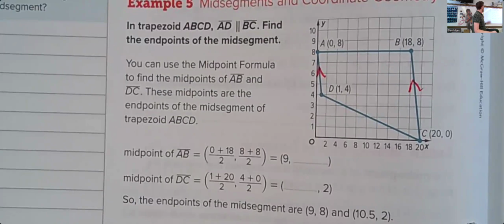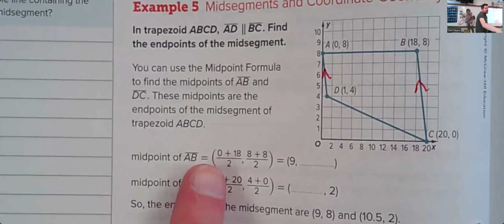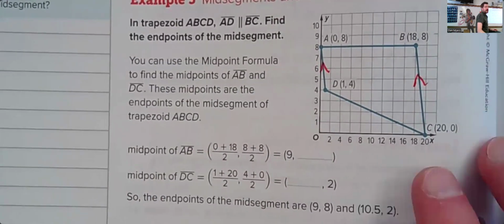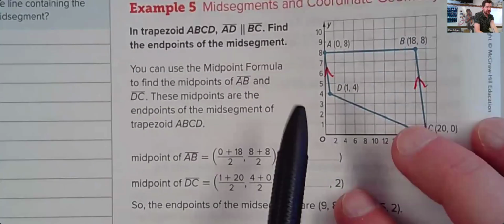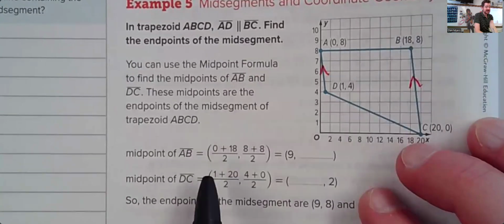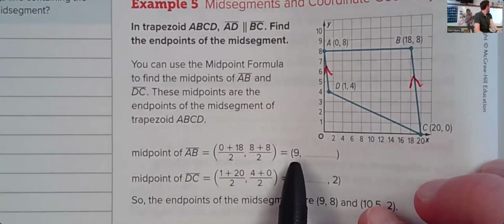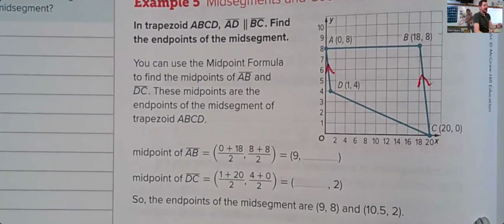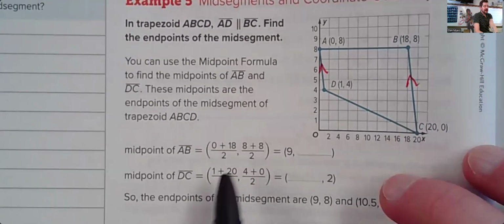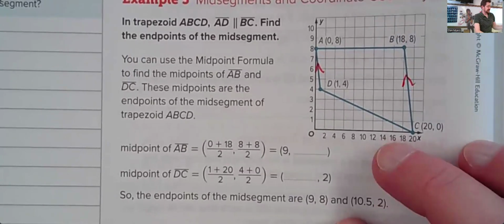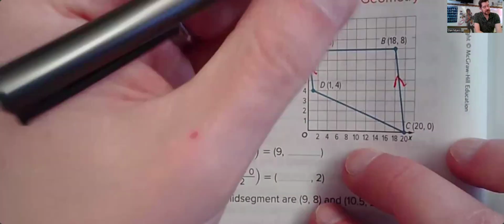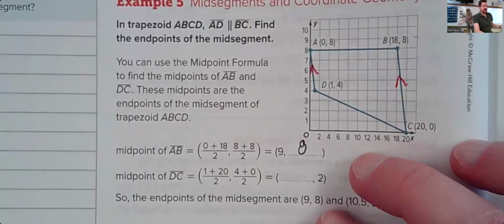So the midpoint of AB, it's actually using the midpoint formula, which is fine. All you have to do is add the x values together and divide by 2. So 0 plus 18 is 18. 18 divided by 2 is 9. That's where the 9 comes from. And then add the y values together and divide by 2 as well. And that will give you the coordinates of the midpoint. So 8 plus 8 is 16. 16 divided by 2 is what? 8. So the midpoint of AB is at 9, 8.